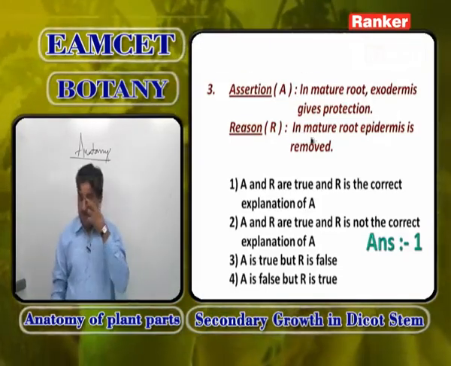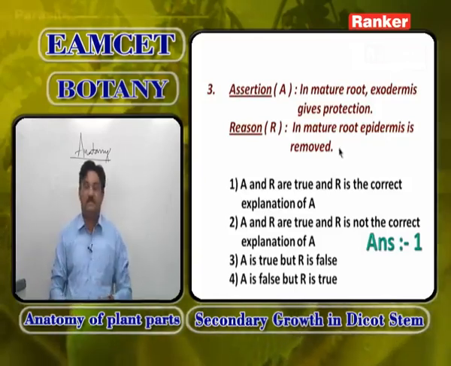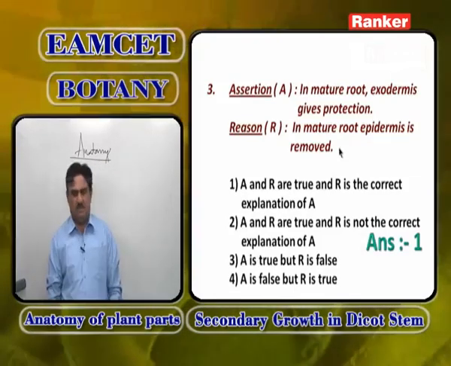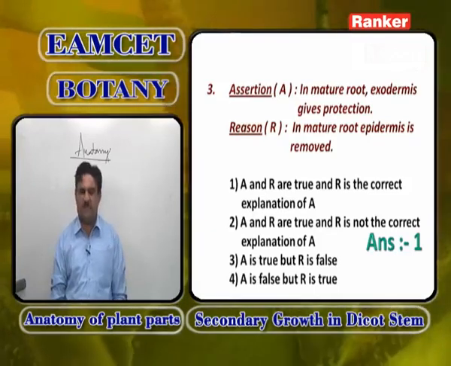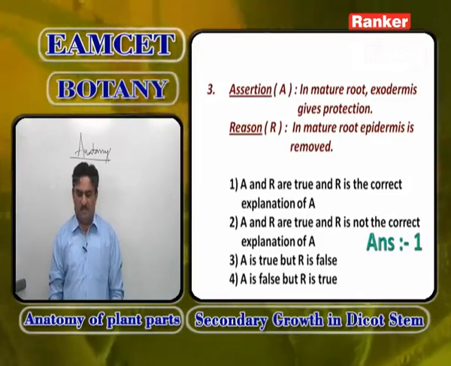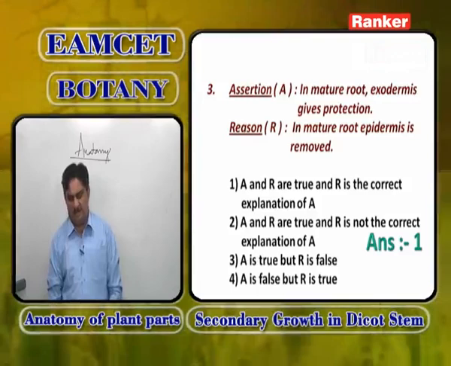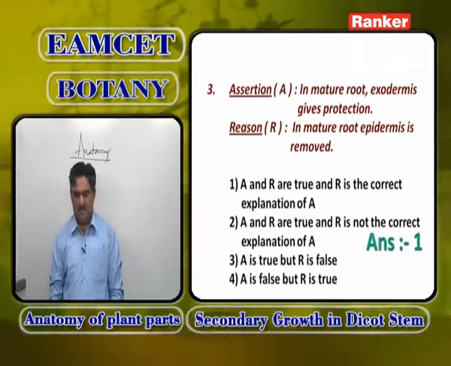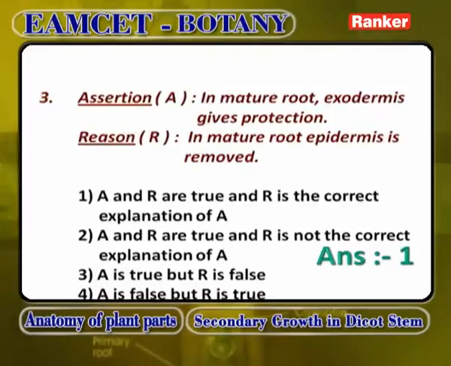Then the reason: in a mature root, epidermis is removed. So in a mature root, sometimes the epidermis is removed, and then the protection is given by exodermis. Both are linked with each other. So A and R are true, and R is the correct explanation of A. So exodermis shows the chemical substance suberin. Suberized cells are present.